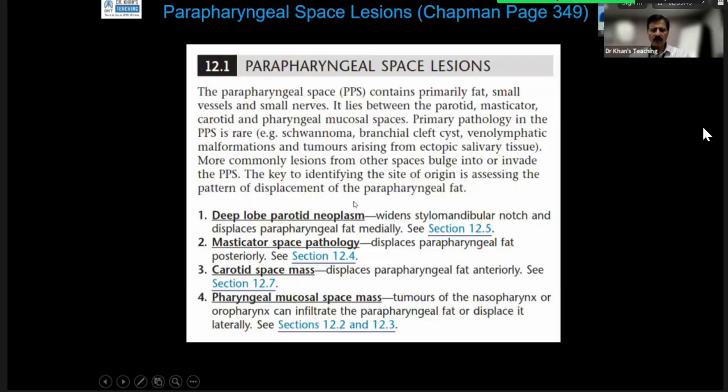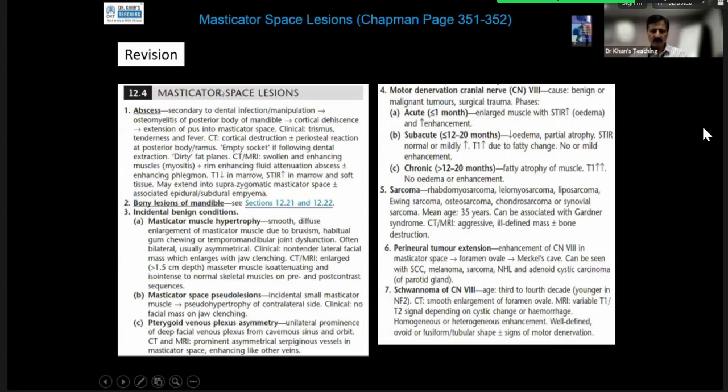Deep lobe parotid neoplasm will widen the stylomastoid notch and displace parapharyngeal fat medially. Masticator space displaces it posteriorly. Carotid space displaces it anteriorly. Pharyngeal mucosal space displaces it laterally. So in our case, we have concluded that it is in the masticator space. Then go to the second differential diagnosis from your book, which is masticator space lesions. So you were right that abscess is one of the most common, but clinically it was not abscess.